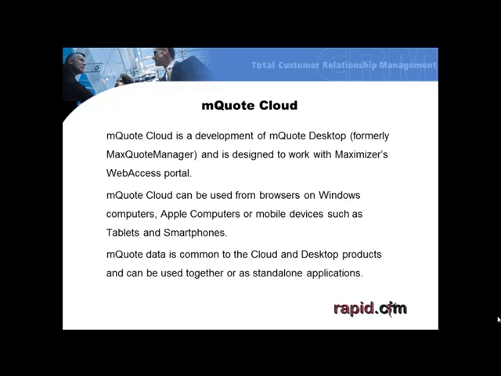mQuote Cloud can be used from browsers on Windows computers, Apple computers, or mobile devices such as tablets and smartphones. mQuote data is common to the cloud and desktop products. These products can be used as a standalone solution, or they can be used together so desktop and mobile users can share the same data.